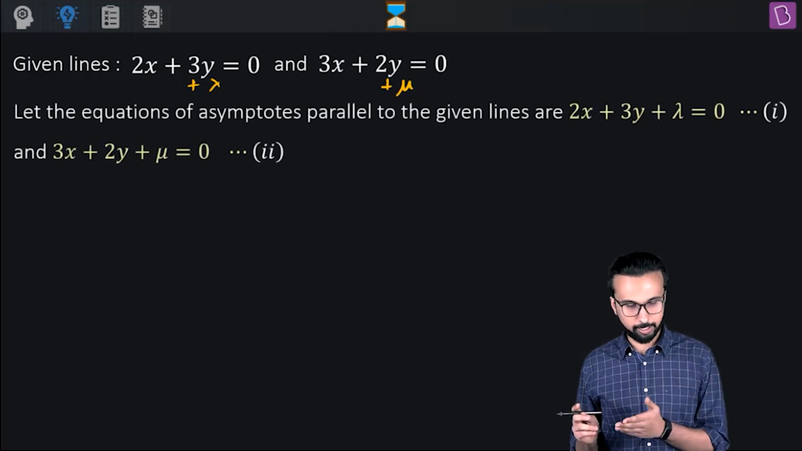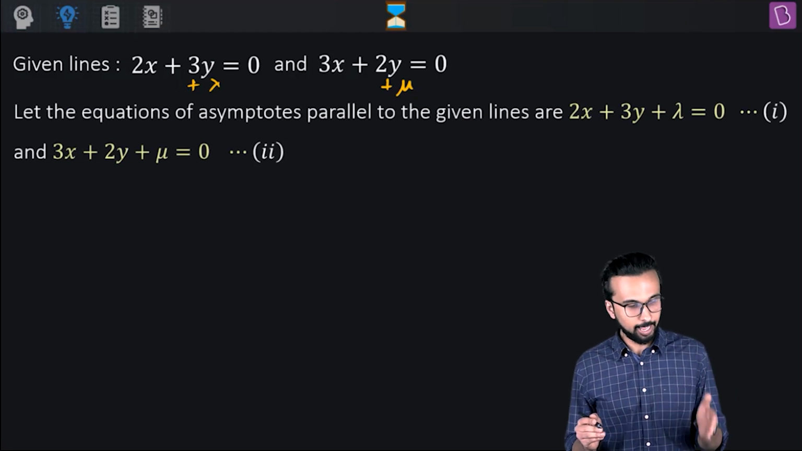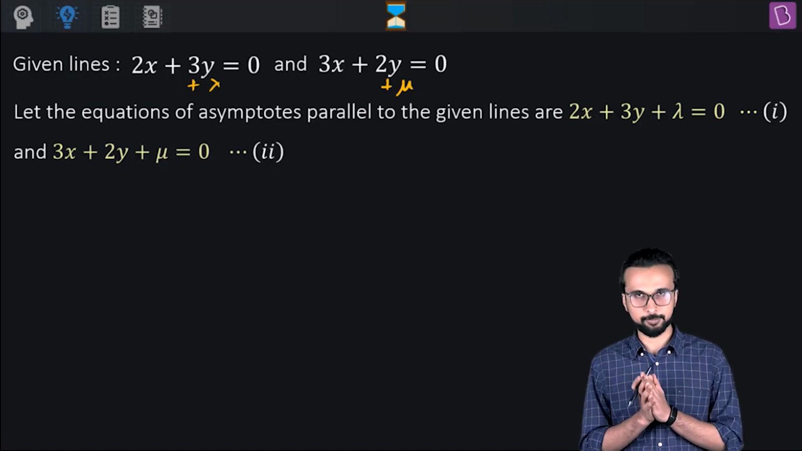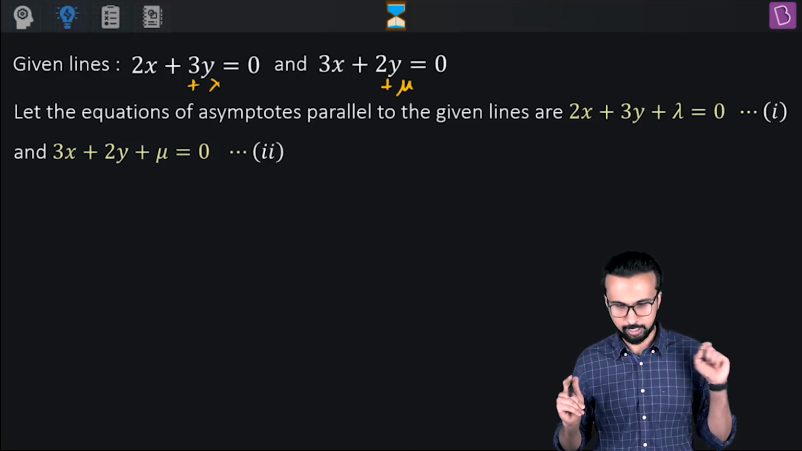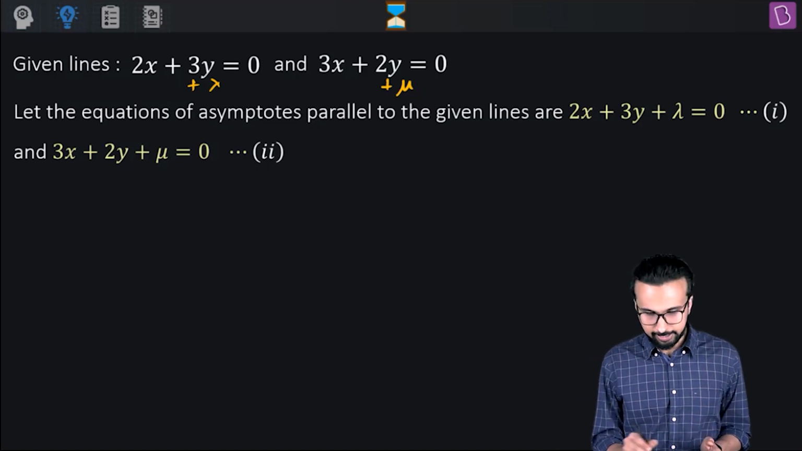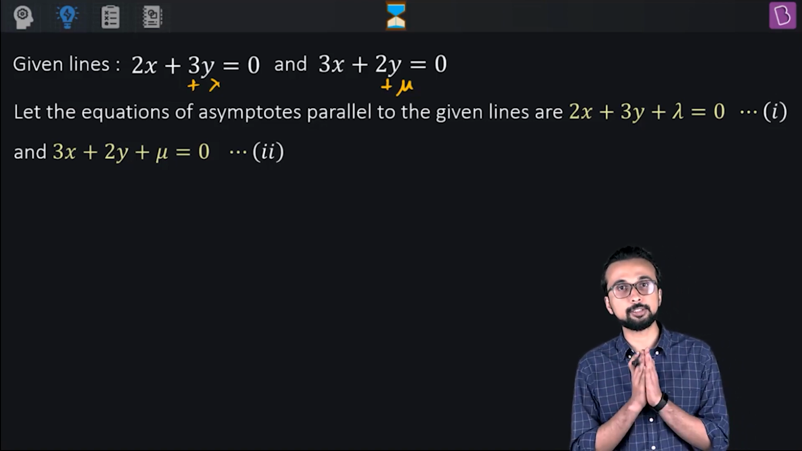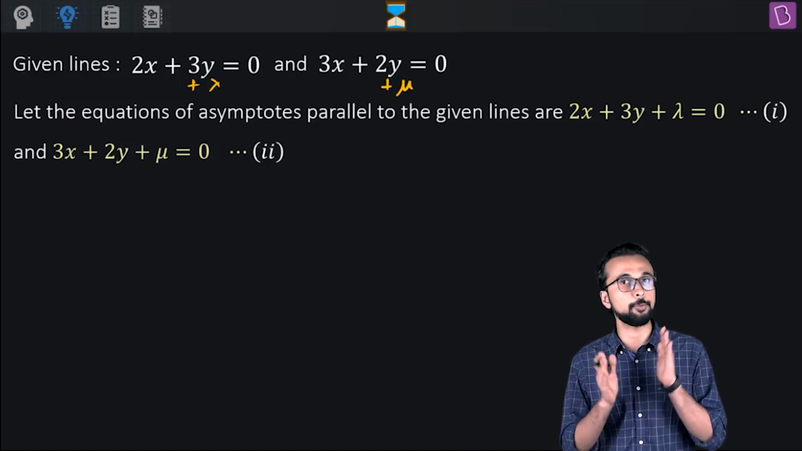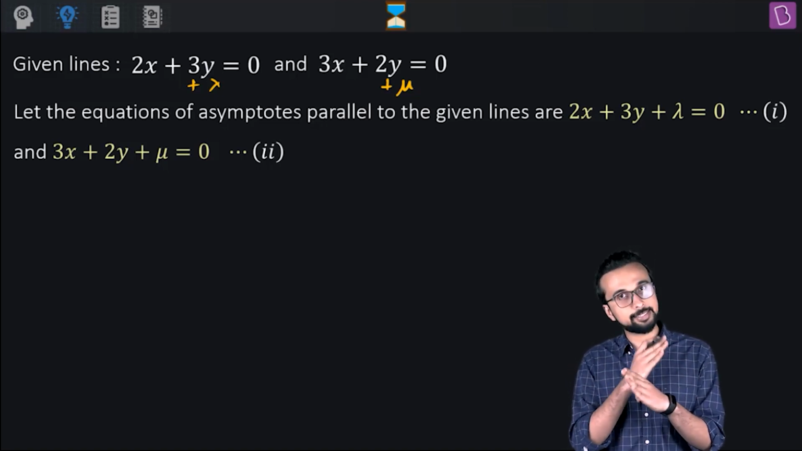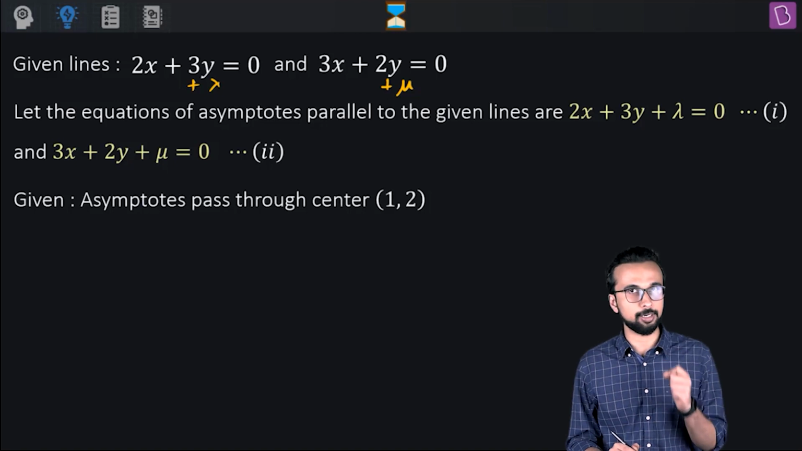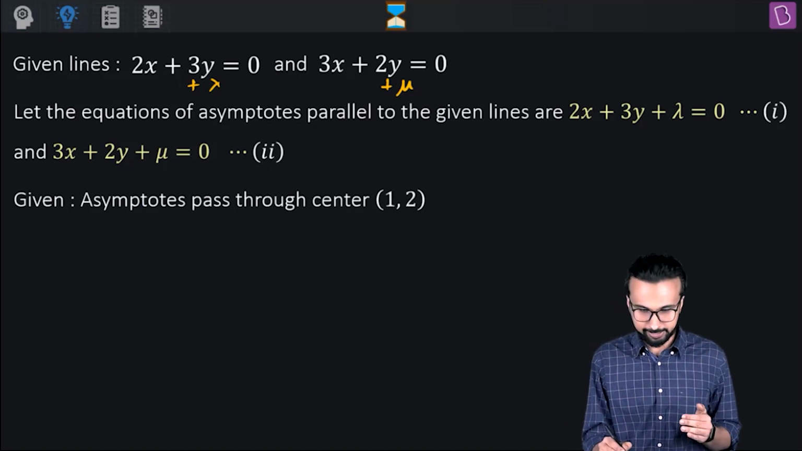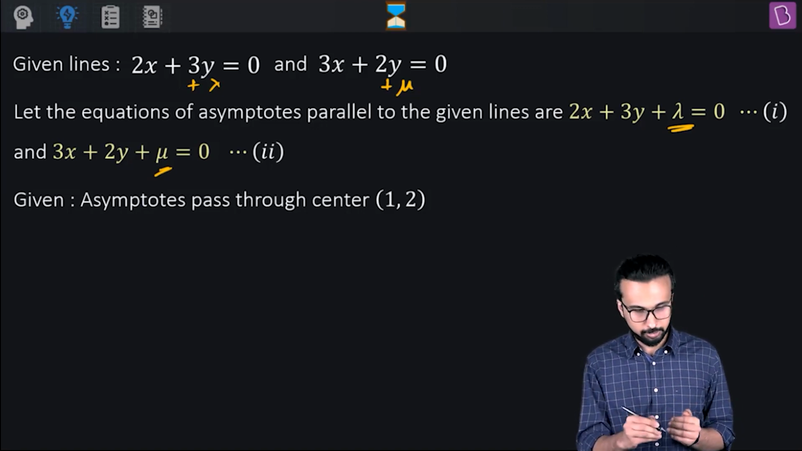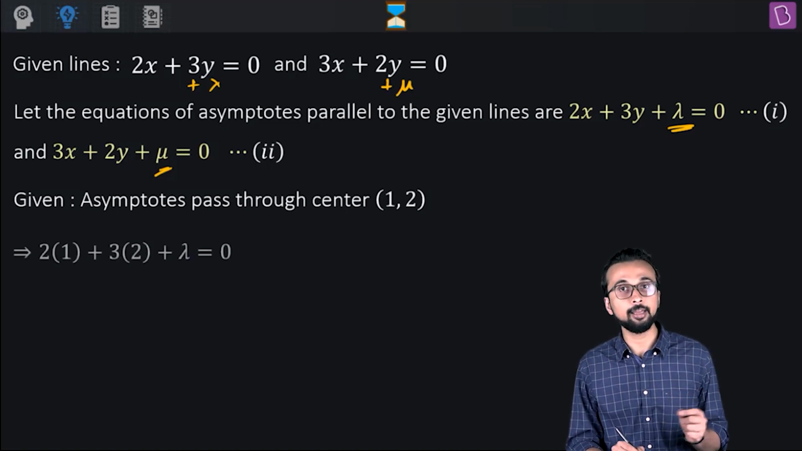So the asymptotes will become 2x plus 3y plus lambda equal to 0 and 3x plus 2y plus mu equal to 0, since it's parallel. Only the constant term is the difference. Now, it's given that these asymptotes pass through (1, 2). The hyperbola has center (1, 2), which means asymptotes meet at the center of the hyperbola. So this makes it easy to find lambda and mu, doesn't it? Just substitute (1, 2) into these lines.